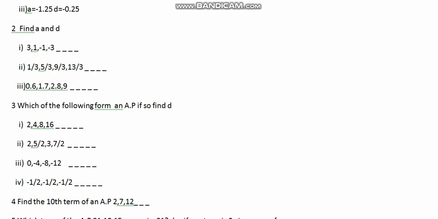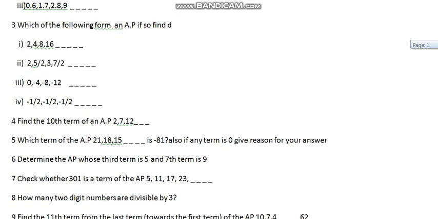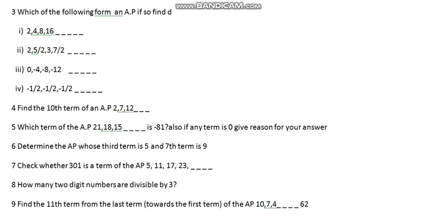Next, the third main question, once again: which of the following form an AP? If so, find it. A very simple question. Here you are not given the AP; they ask you to find whether the given sequence is an AP or not. For that, we can say that the given sequence is an AP if the common difference between consecutive terms, that is the first and second term, the second and third, in this way, is the same. In that case, you say the given sequence is an AP.